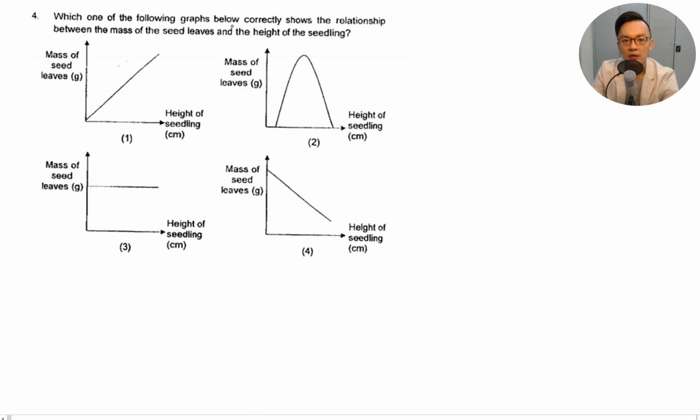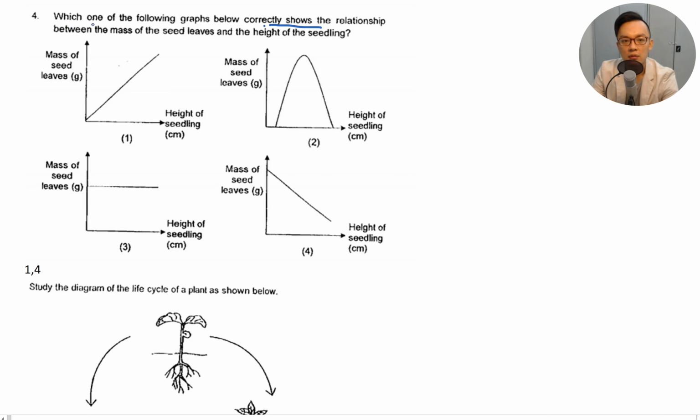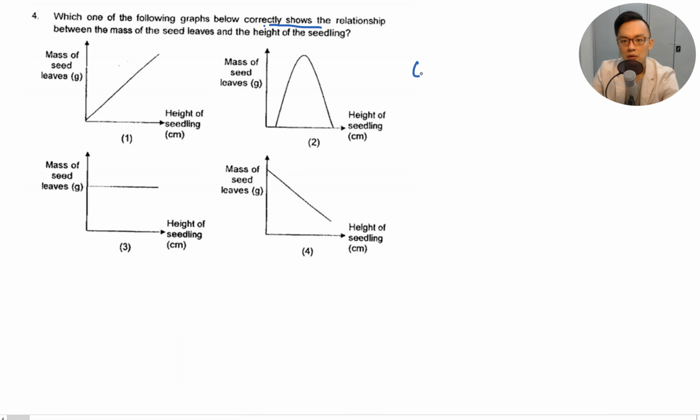Which one of the following graphs below correctly shows the relationship between the mass of the seed leaves and the height of the seedling? So this is the seed, and then after that there will be a small root that comes out, and then there will be a bigger root that comes out with a shoot over here. Now this becomes the seed leaf, which provides the food before the first leaf appears.